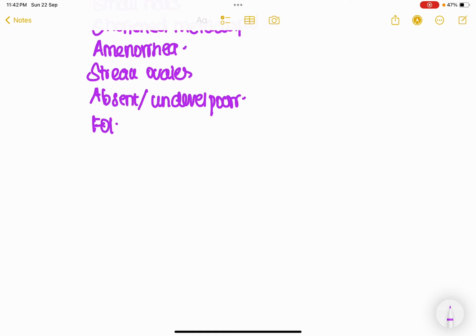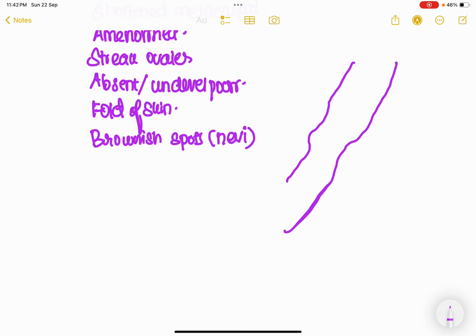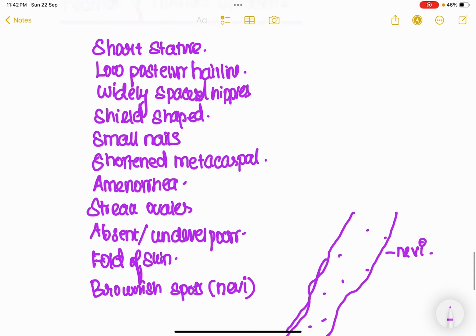And a fold of skin will be present in the neck. And in the body, you can see certain brownish spots. These spots are called nevi, right? So let's say, for example, this is going to be the hand of the patient. There can be certain spots which are present in the body. Yes, so these are the brown spots which are called nevi. Is that clear?